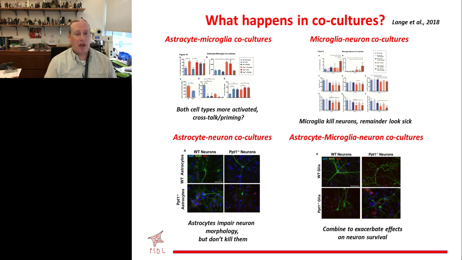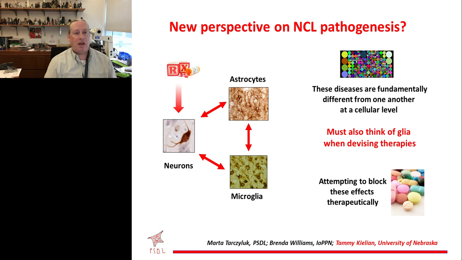However, when we grew everything together, astrocytes, microglia, and neurons, we found that that process of cell death was far more pronounced. It appears that the astrocytes and microglia are combining to exacerbate the effects on neuron survival. So put together, we actually have a whole new perspective on the disease. One of the important things I'd like to leave you with as a message is that these diseases are not the same as one another.